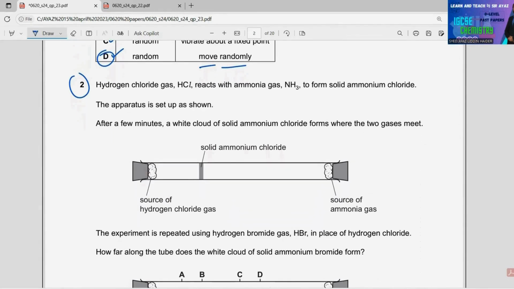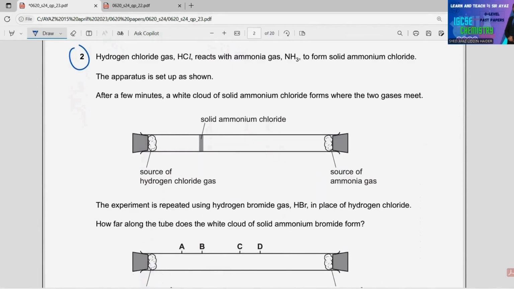Question number 2. Hydrogen chloride gas, HCl, reacts with ammonia gas, NH3, to form solid ammonium chloride. The apparatus is set up as shown. After a few minutes, a white cloud of solid ammonium chloride forms where the two gases meet. You see the tube here? We have a source of hydrogen chloride gas on the left-hand side and a source of ammonia gas on the right-hand side. In the middle, we are getting solid ammonium chloride.